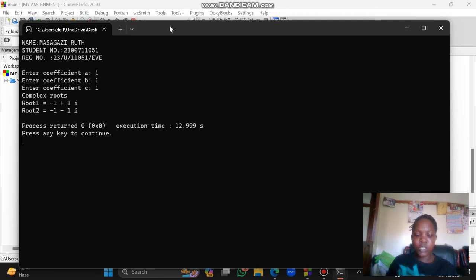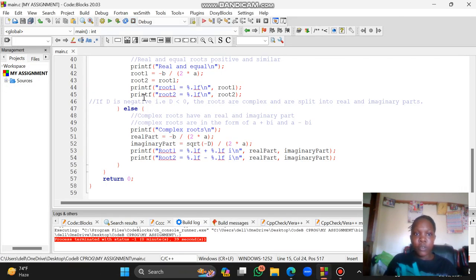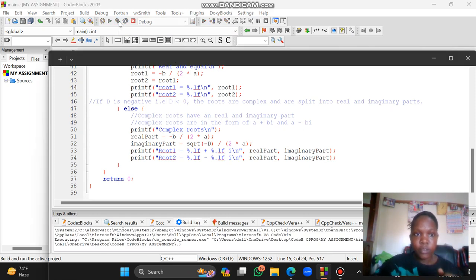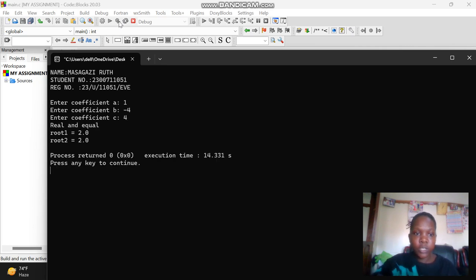Then we go on to test for the real and equal roots. We run again. Our first coefficient is a 1. Then the next one is negative 4. And then the next one is 4. We run. Actually, this is real and equal, root 1 is equal to root 2.